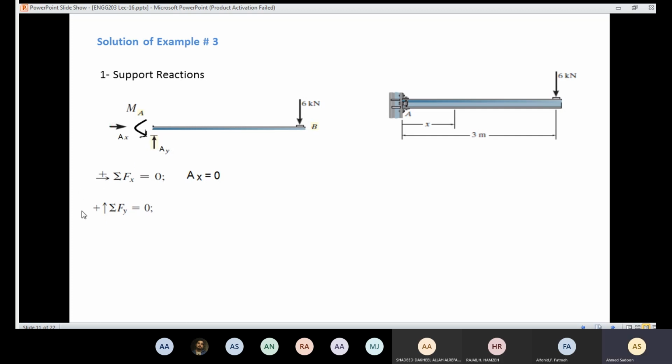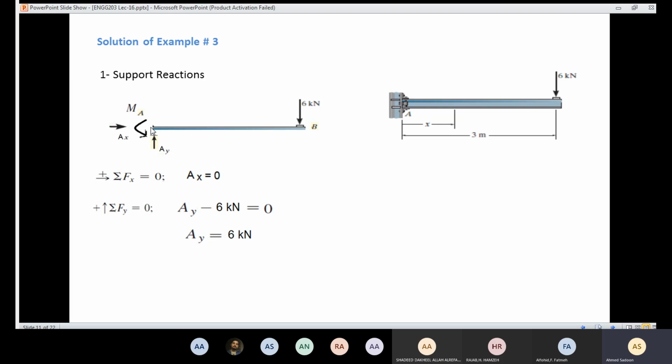According to the sign convention here, AY should be positive and 6 kilonewtons should be negative, and we have only one unknown and one equation, AY equals 6 kilonewtons. Then in order to know MA, I should apply the third equation. We need to take the moment about a point where I can calculate the value of MA. It could be here or it could be there.